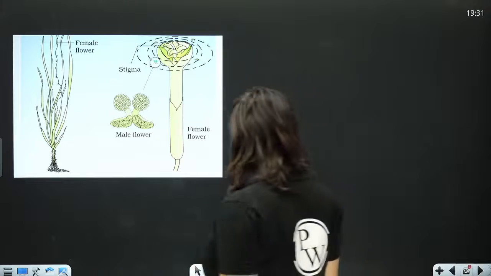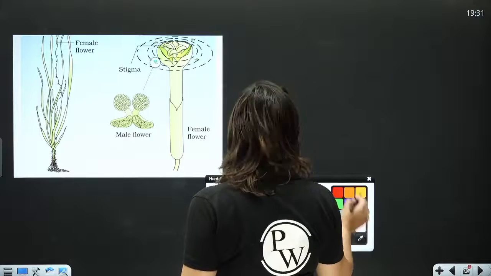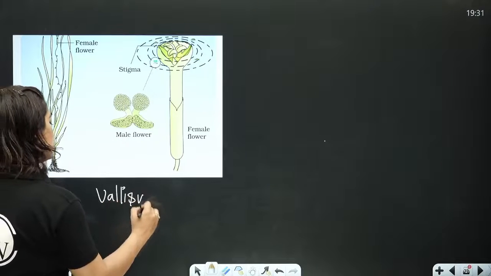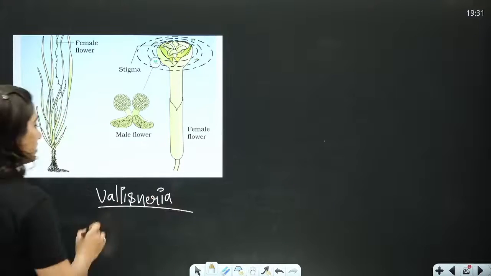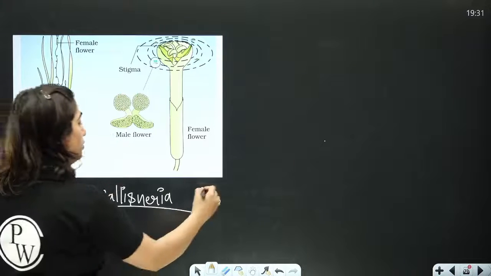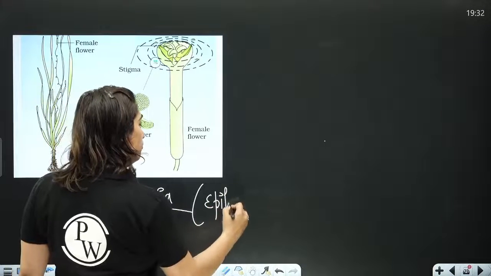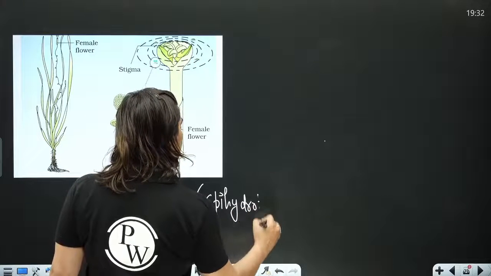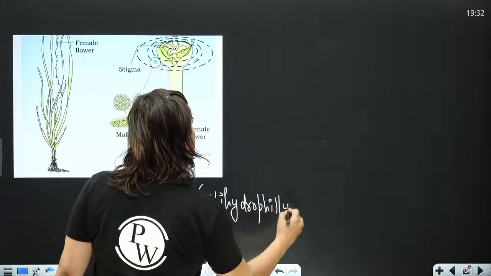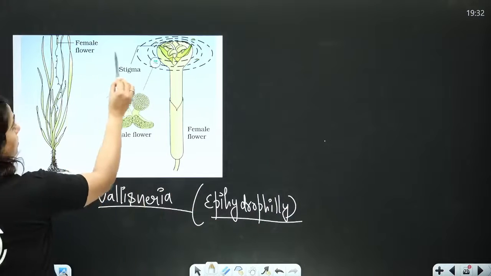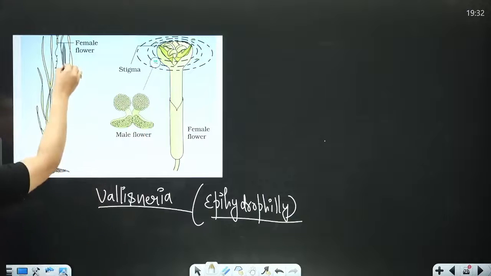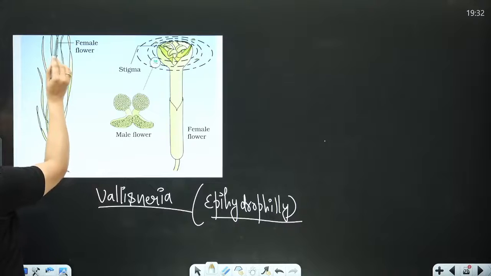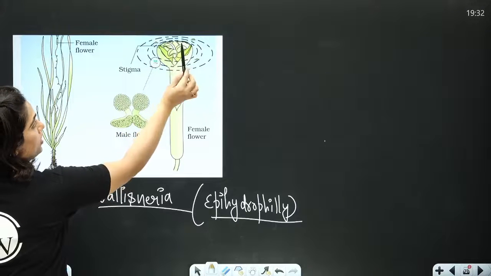This is the diagram from NCERT. In NCERT, it is given that Vallisneria, this is the depiction of the plant Vallisneria, shows hydrophily. And in Vallisneria, the kind of hydrophily which is present is epihydrophily. What is the meaning of epihydrophily? That the hydrophily is occurring just at the surface of water, right? These are the female flowers. And what happens? The stigma of the female flower is just present at the surface.